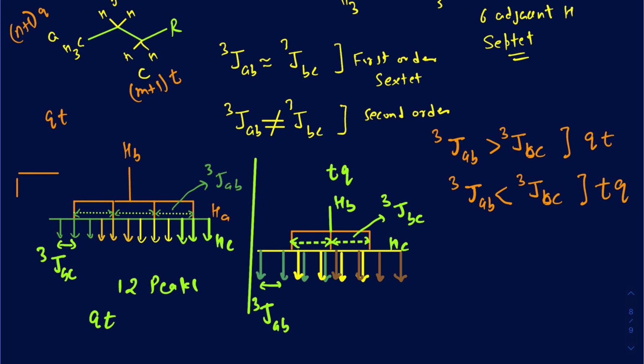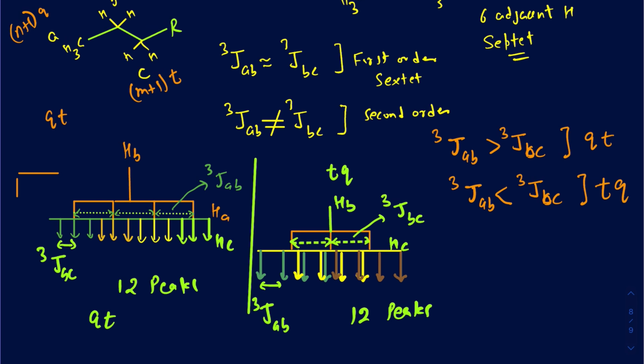But at the end of the day, when you're counting how many peaks you really got here, it's still going to be 12 peaks. So that doesn't really change. It's just how it really looks that may change, whether you're dealing with something like a quartet of triplet or a triplet of quartet. And those 12 peaks will be turning into a sextet if your coupling constant between those two guys were actually the same. So that would have been a first order splitting.